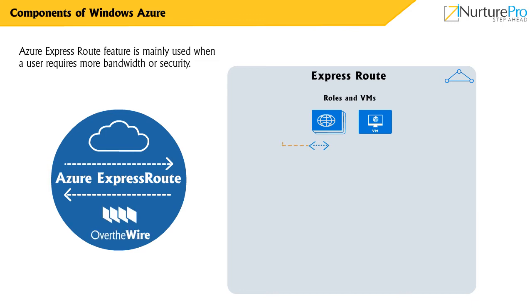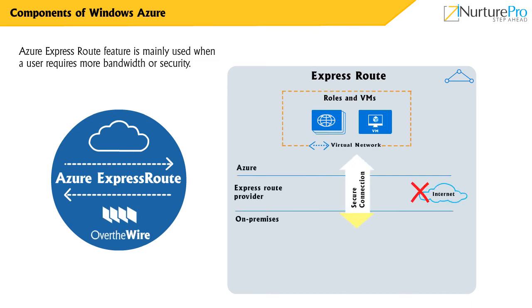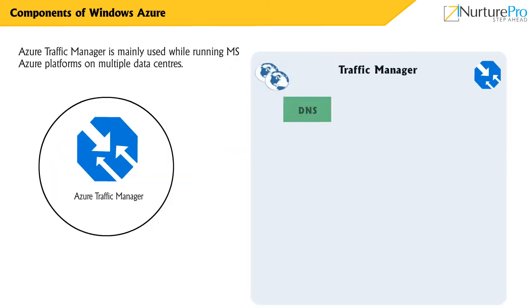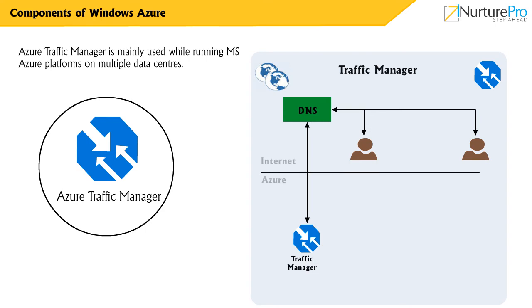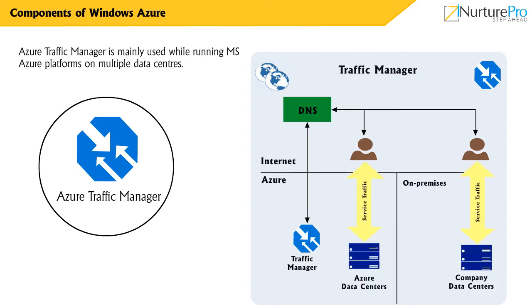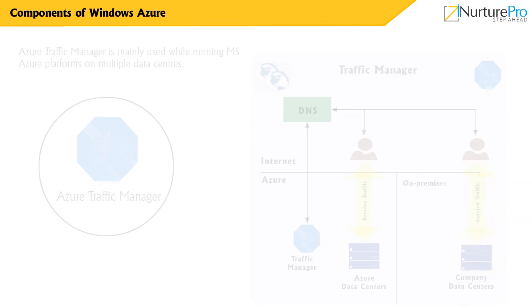The Azure Express Route feature is mainly used when a user requires more bandwidth or security. The Express Route, an affordable feature, strikes an agreement with the service provider or the exchange provider. The Azure Traffic Manager is mainly used while running Microsoft Azure platforms on multiple data centers. It will route different requests received from different users intelligently among various instances of the application. It also routes the traffic to various services which are not executed on the Azure platform.